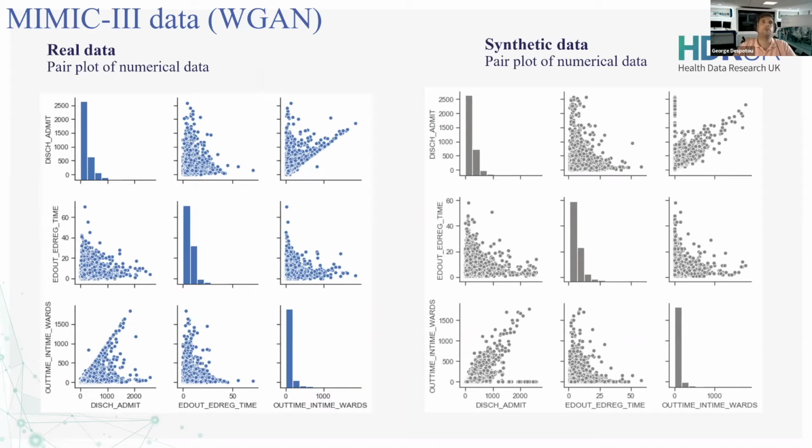This is another example of the results. This is a pair plot of numerical data. We have lots of pairs of variables, and this was not on MIMIC. It's the admission time and discharge time and so on. So these are just random variables that we picked to see if they were represented correctly in the synthetic data set. And you can see the distributions of the visual representation are quite similar in the real data, which is the blue figures, and the synthetic data, which is the gray figures. Again, we use this as an early test to see which approach would perform better.